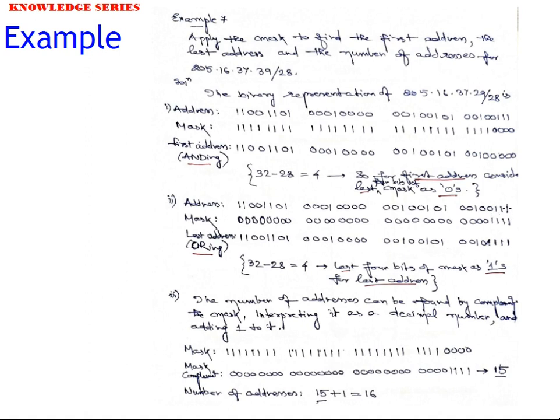The number of addresses can be found by complementing the mask. If you do a complement of this, it comes as 15. That is 15 plus 1, so 16 different combinations you can form in this particular scenario. That is what we see in the case of ORing operations.